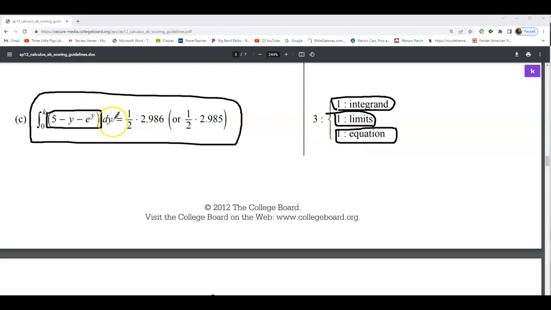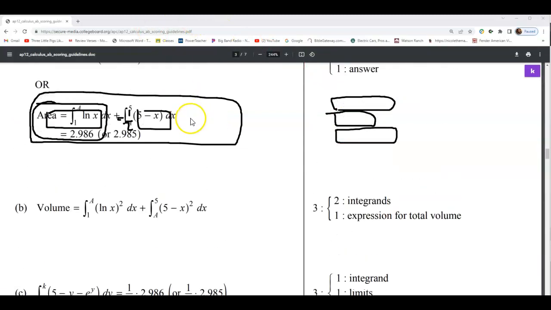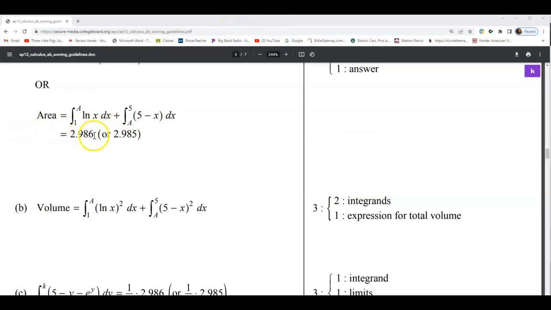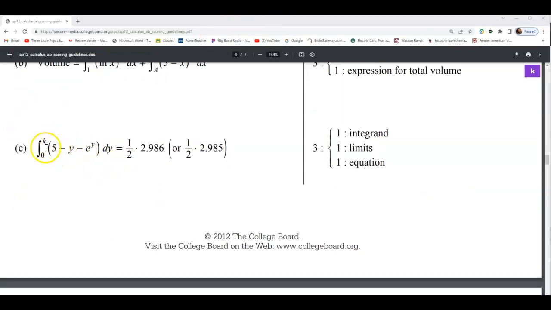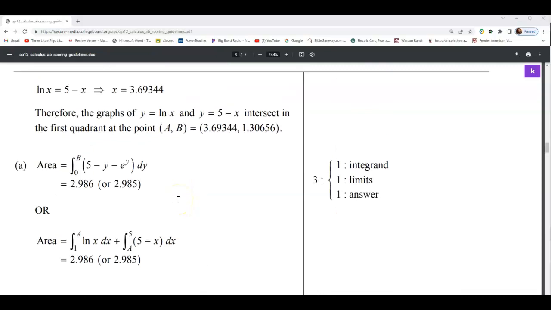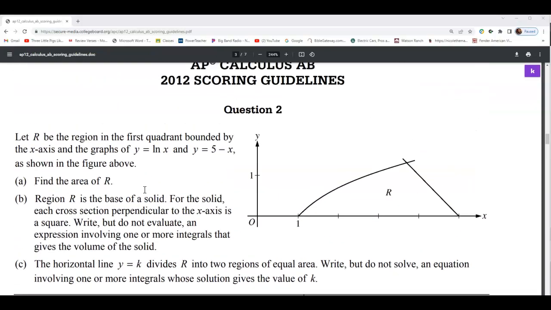But you'll notice their answer is different, and here's why. They only focused on the lower half, and they set that equal to half of the actual area. The reason they did it this way is because they already calculated the area in question 1. They already figured out that the area was 2.986. So instead of saying this integral equals the other integral, they said this lower half integral is equal to half of the total area, which is another way of doing it. It's just that since we're only doing part C, I went ahead and solved it the same way we did the other one.